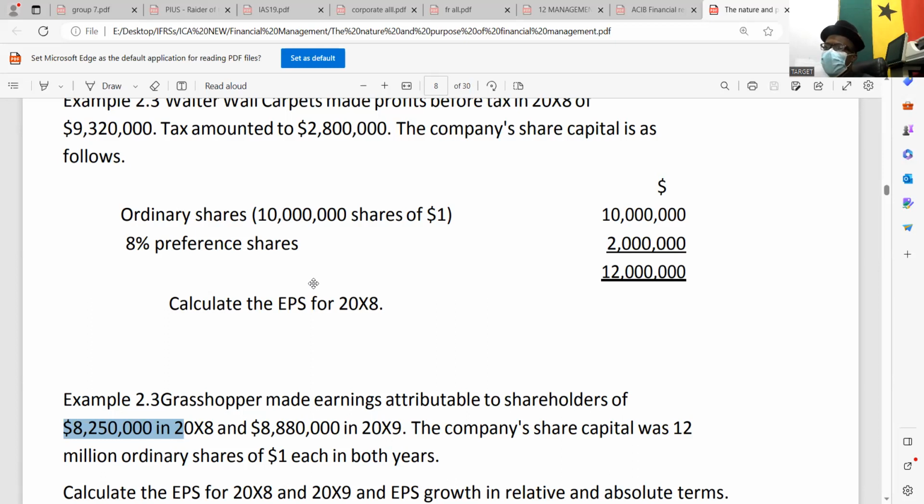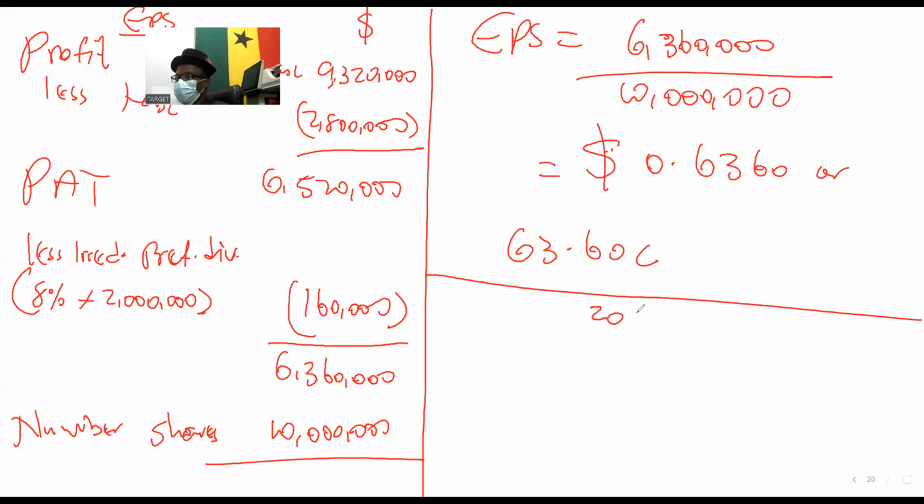Now, all you have to do is calculate the earnings per share and then extract the difference for us. So here we can still compute it. Let me see if I can compute it here and move on, because it's not that plenty. 2018, 2019, earnings per share: profit after tax over number of shares. Here was the profit, 8.25 million, all divided by 12 million.